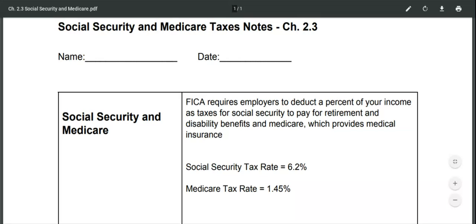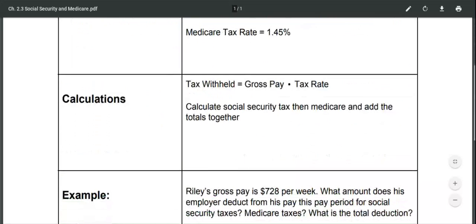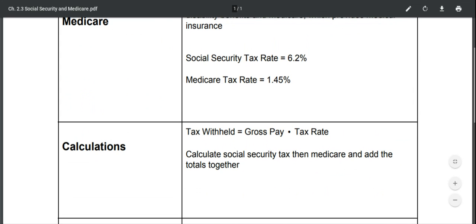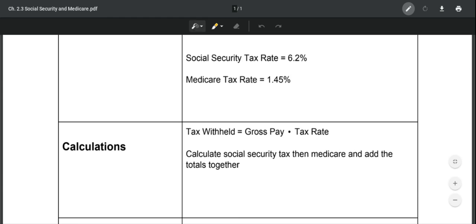So when I put FICA here, that just stands for the Federal Insurance Contributions Act. Because of that, it requires employers to deduct a percentage of your income for Social Security taxes, and that's used for retirement and disability benefits. And then Medicare provides you medical insurance, and these are the tax rates for those. So let me get my marker.